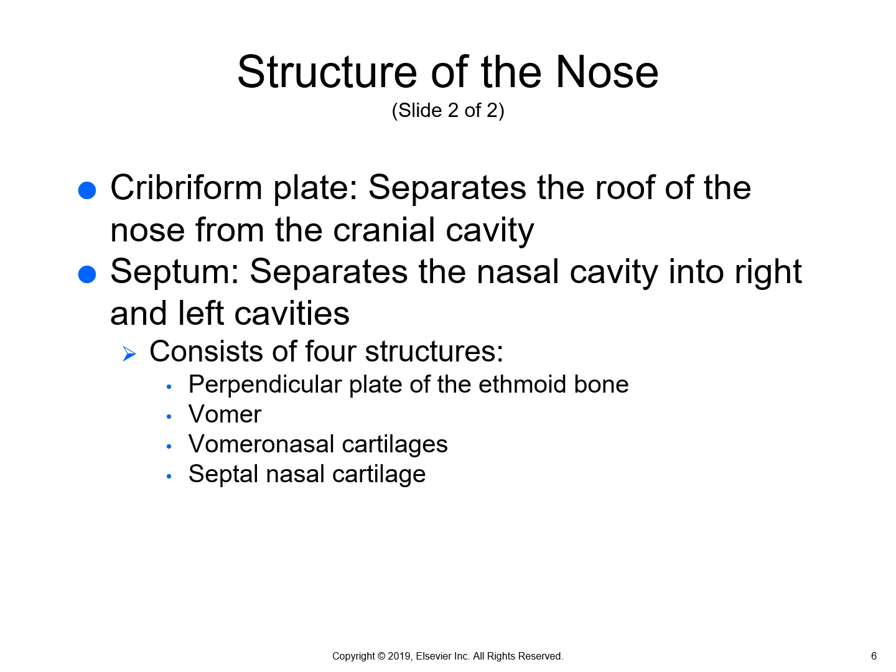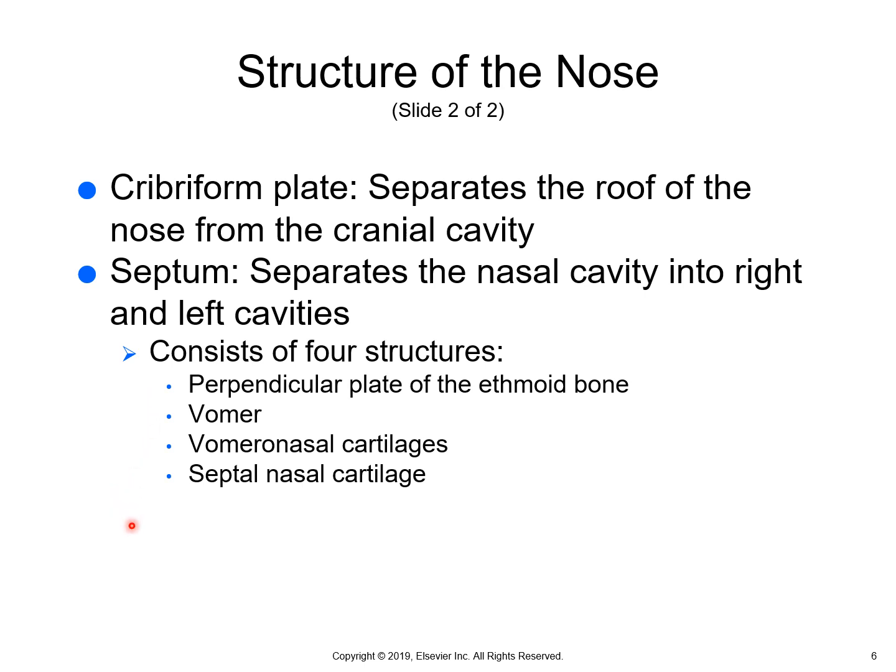All right, next we have the nasal septum. The nasal septum divides the nasal cavity into two parts, so basically the right half and the left half. And it's made up of four main structures, which are listed here. These are the four main structures.